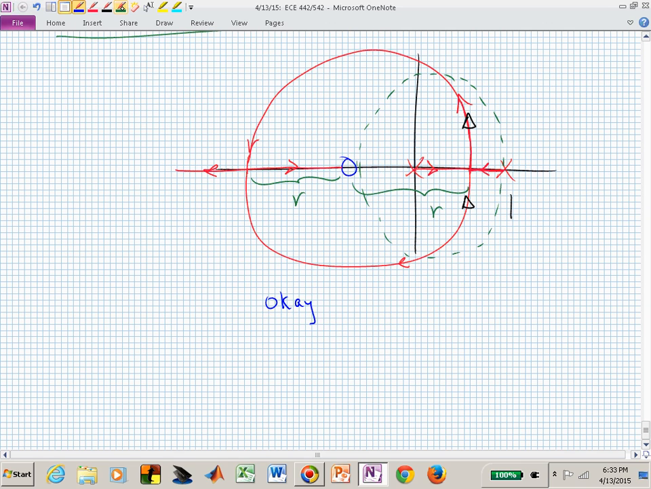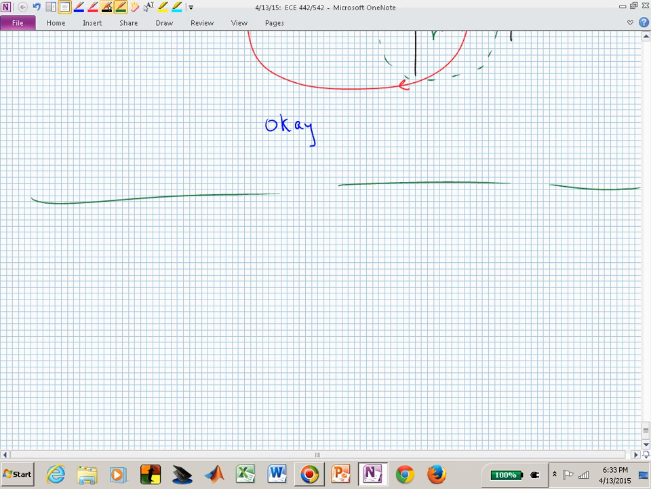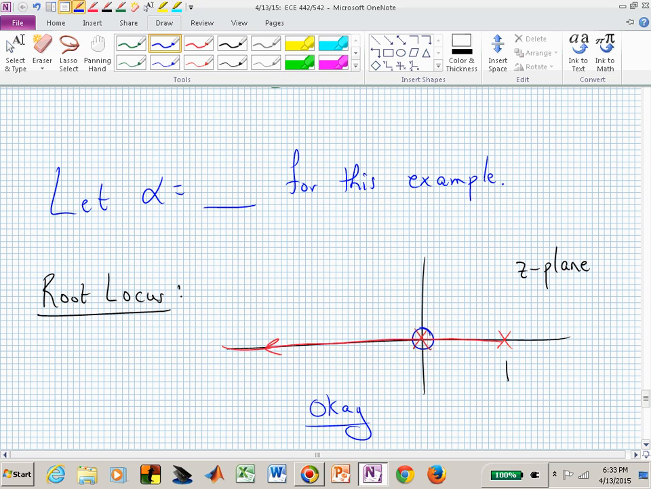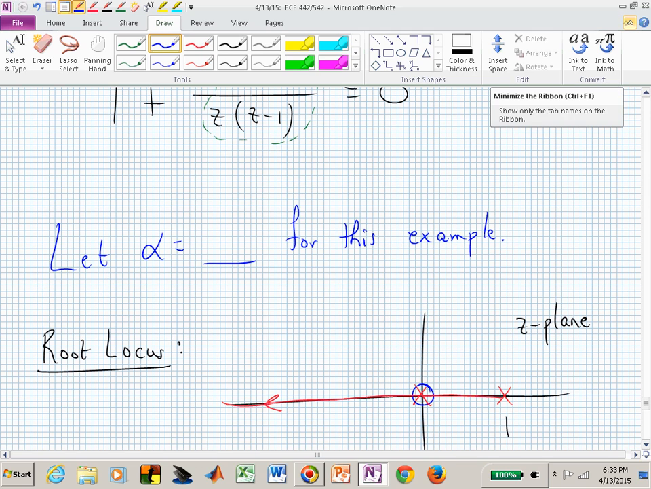I actually, in my notes, had just one choice for alpha. And that alpha, I was going to let alpha be 1/2. Is that okay? So now I come back up here. Oh, I just feel like playing, I guess. Not only sitting down, but I'm now playing.